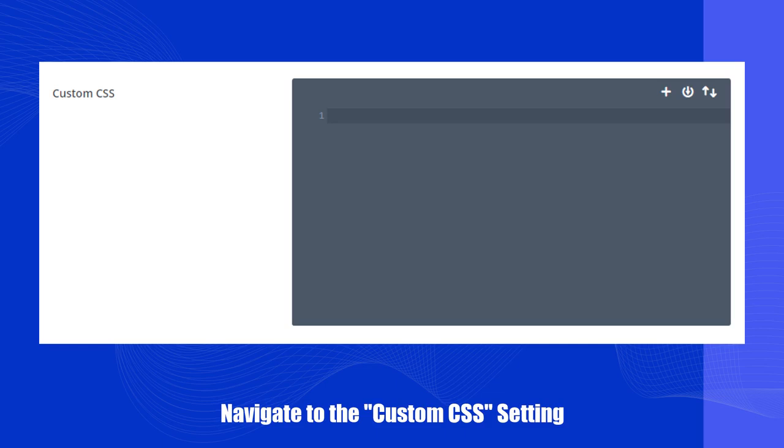In the Divi Theme Options, click on the General tab. This is where you'll find the primary site-wide settings. Scroll down to the bottom of this section and you'll see a box labeled Custom CSS. This is where you can add your own CSS code, which will be applied alongside the default CSS that Divi provides.